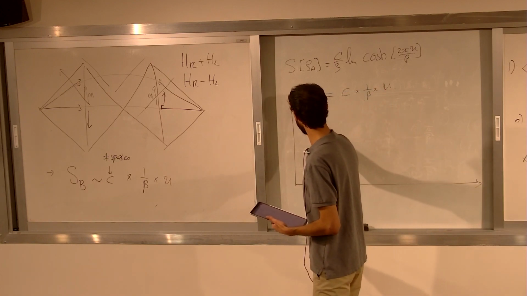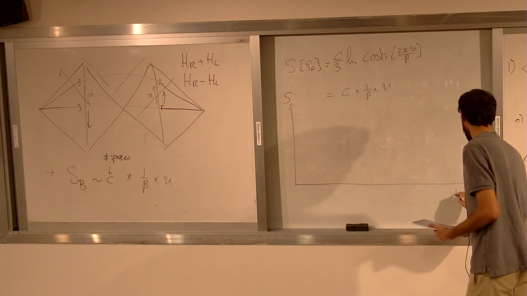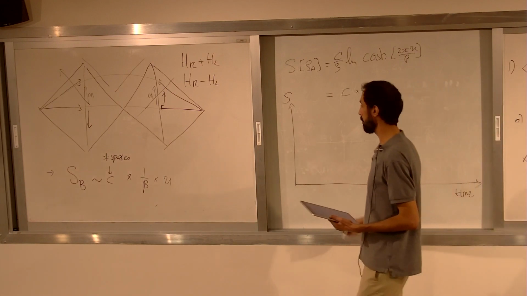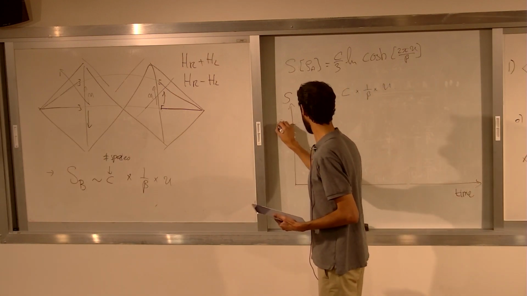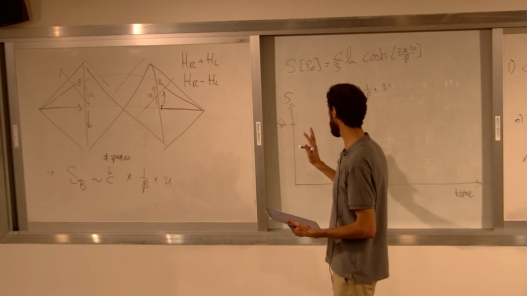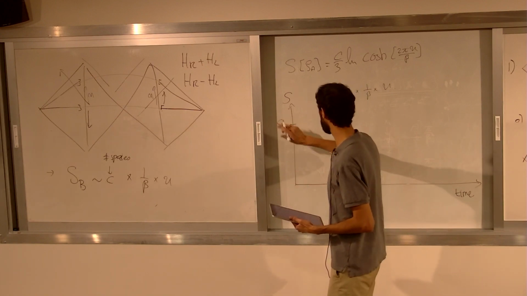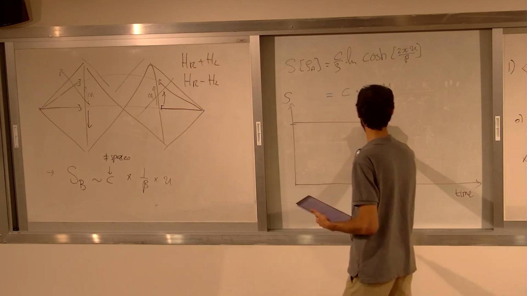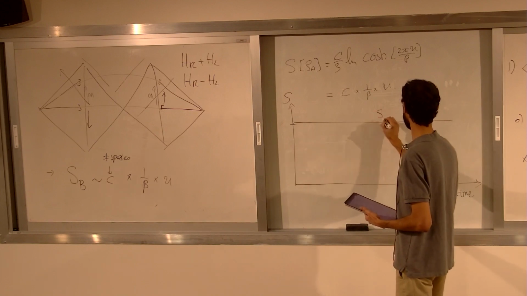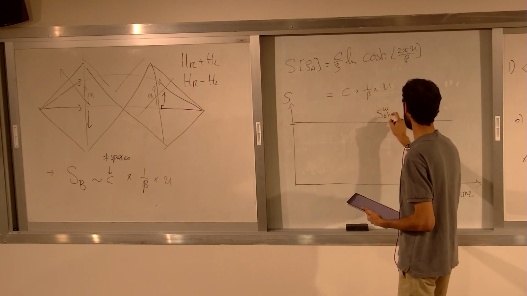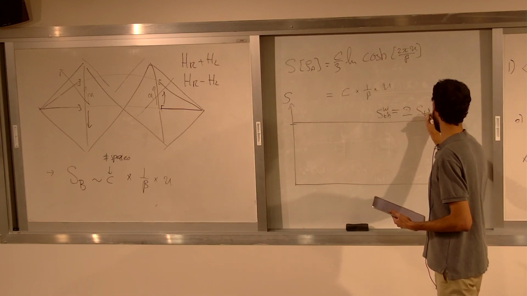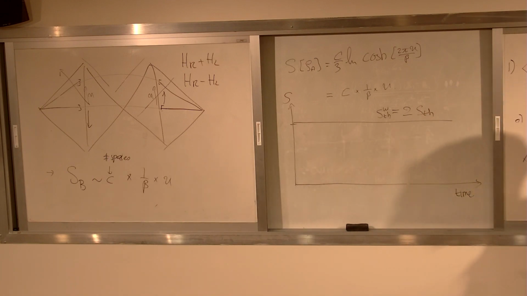Let's plot various entropies as a function of time. One of those entropies is the total thermal entropy, S thermal. It's a constant. It's S thermal of the wormhole. That's what this W stands for, which is actually 2 times the S thermal that we saw before, because the wormhole has two sides.